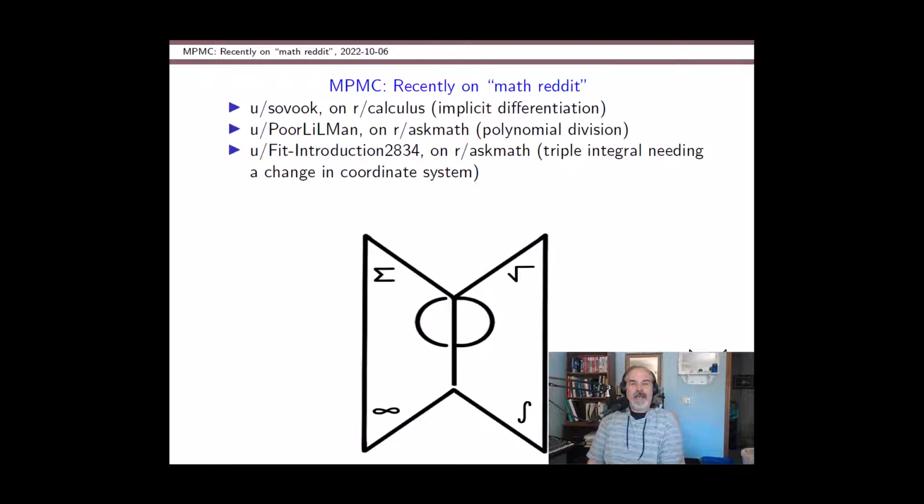We're going to look at an implicit differentiation question, a polynomial division question, and a question about a triple integral over a three-dimensional region, which is better solved by changing the coordinate system.